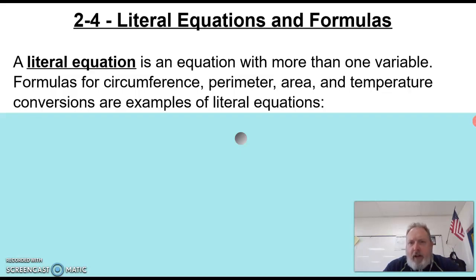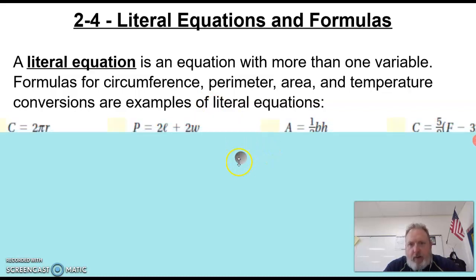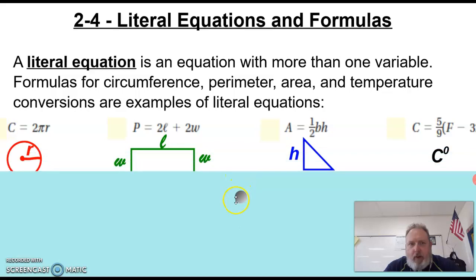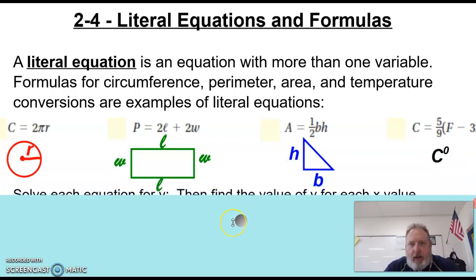So a literal equation is an equation with more than one variable. For example, formulas for circumference or the perimeter of an object, area, temperature conversions, those are all examples of literal equations, and that is going to be the focus in our second half of this section. So here's just an example of a couple here of literal equations.